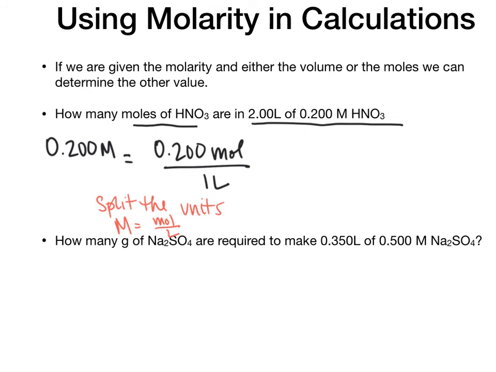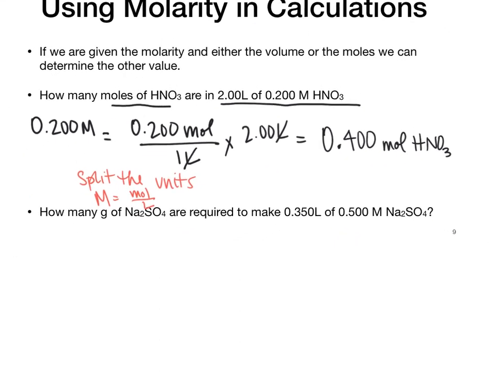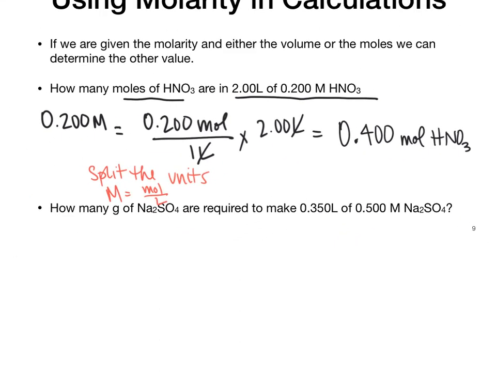So in this case, we now have our molarity and we want to multiply it by the liters. So we're going to multiply by 2.00 liters. Our liters will cancel and we'll be left with moles, which is 0.400 moles of HNO3. So molarity can be split apart. 1 molar equals 1 mole per 1 liter, and you can split this out in any way you want.